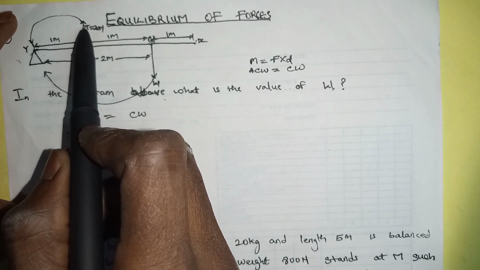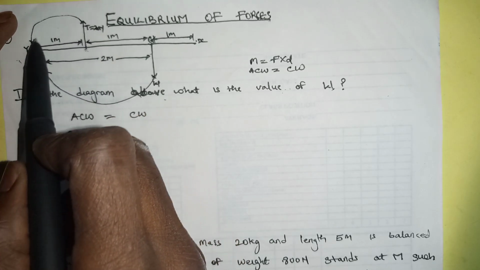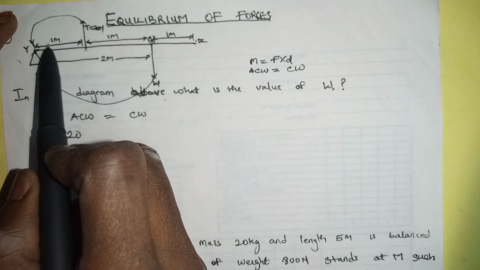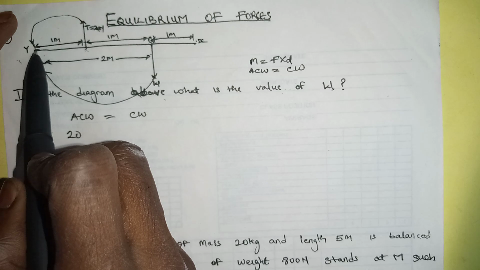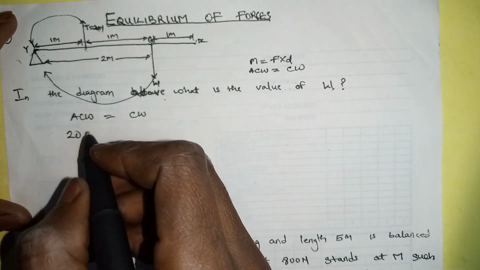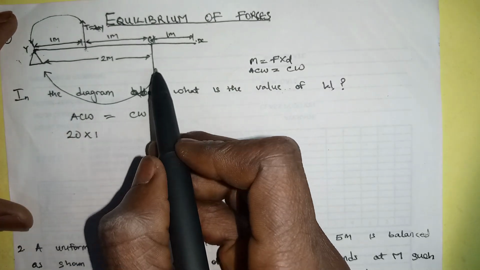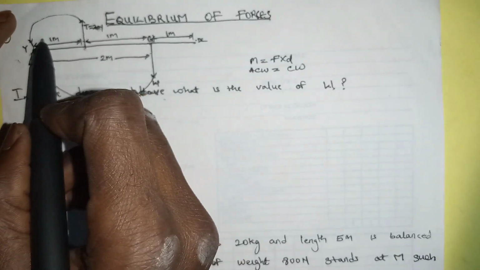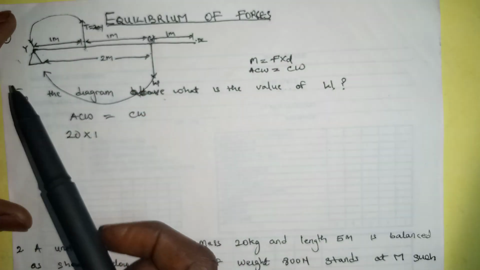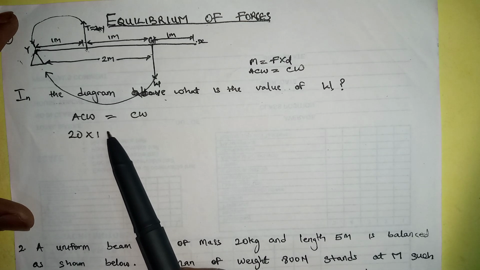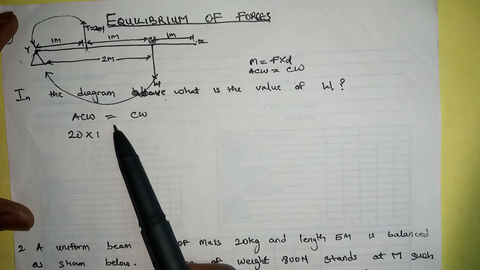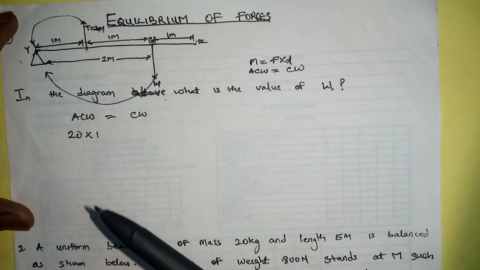It's acting upward. So 20 multiplied by 1 here. We know from this point to this point, the distance that we take 20 to get to this point of the pivot is 1. So we have 20 multiplied by 1. We don't have any force here again. When we have force here, we can still continue adding any force that we have, but we don't have any force there again.